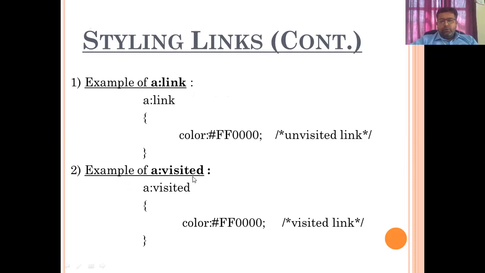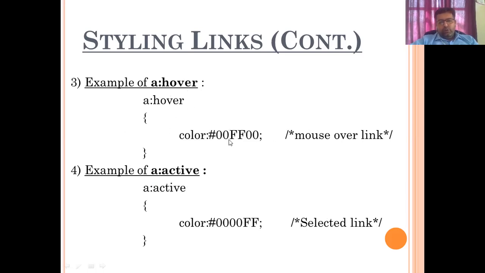Now visited, suppose I have visited that link, then the color is going to be changed, right? So how to change the color value, that we will decide from this. Again, for that you can provide the particular syntax, that is the anchor tag and visited, inside that color ff40, right? Here you can change the color value. So this is a visited link, this is the unvisited link, but you have to remember this syntax, how to write this. Example of an anchor tag of link, example of an anchor tag using visited.